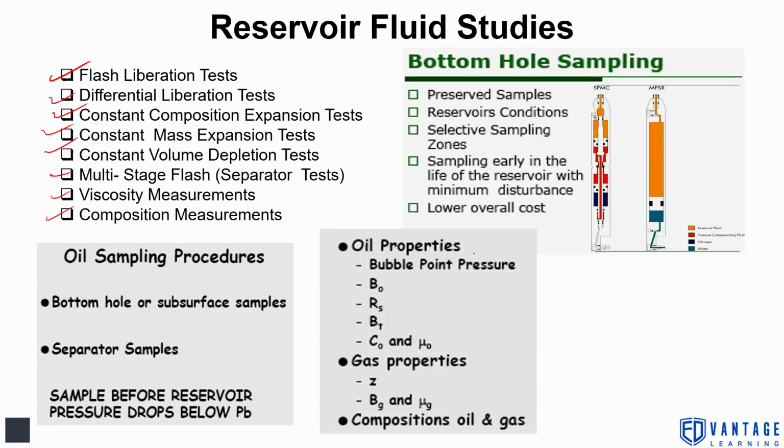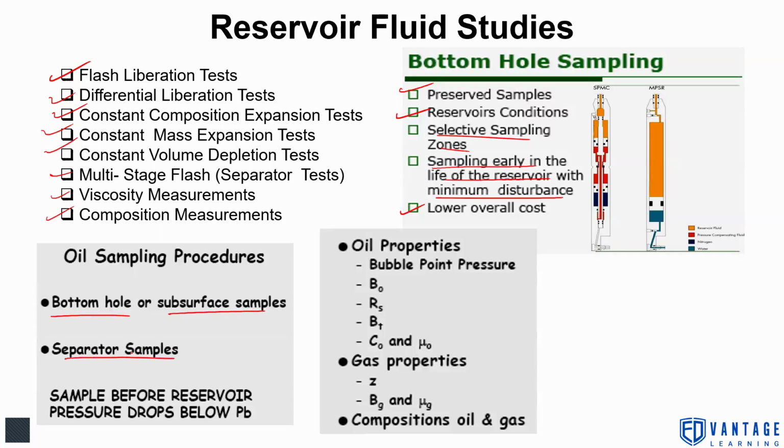So we do bottom hole sampling, where the sample is preserved at reservoir temperature and pressure conditions. Selective sampling of zones is also possible with several sophisticated tools, and sampling early in the life of the reservoir with minimum disturbance is quite important. And of course, we need to have a lower overall cost. So we have bottom hole samples or subsurface samples.